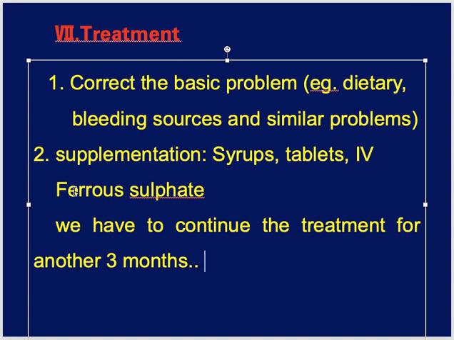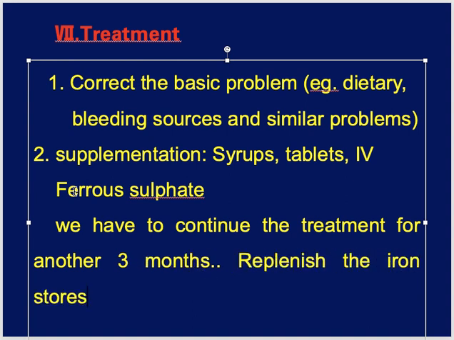Because the reason behind that is simply that we don't just want to bring the level of HB to the normal values, but there is one more thing which we have to do. We have to replenish the iron stores in the body. Okay, so our target is not just to bring the level of HB to the normal values, but also to bring their iron stores in the body to the normal values. Okay, so this thing is important.